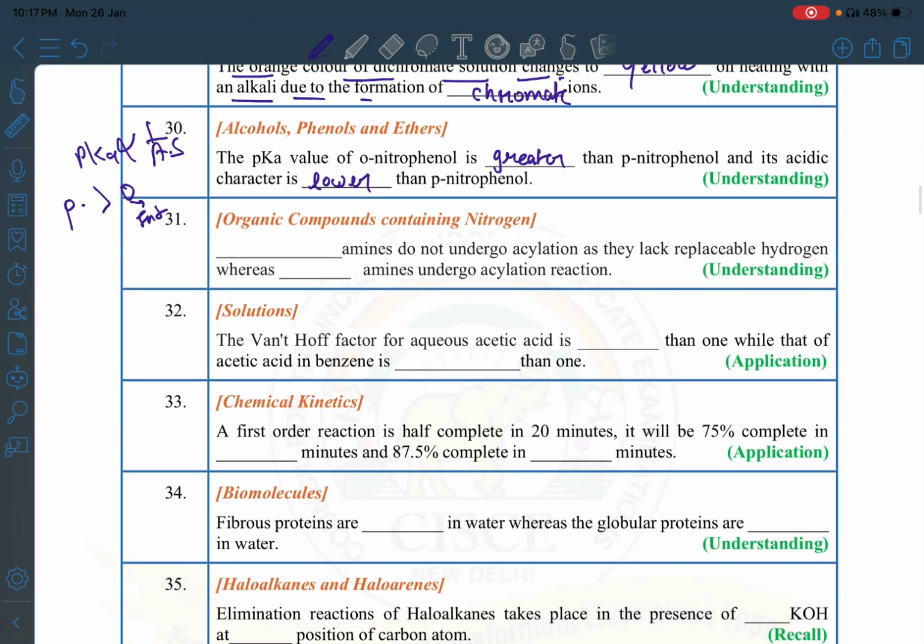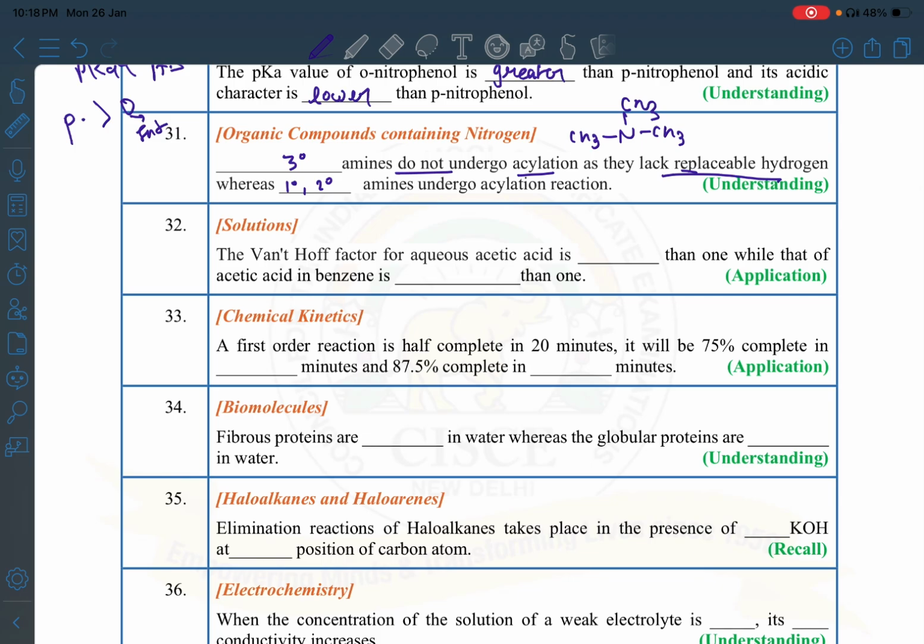Then, tertiary amines do not undergo acylation because they do not have any replaceable hydrogen. So they do not undergo acylation. But primary amines have two hydrogens and secondary amines have one replaceable hydrogen, so they do undergo acylation.